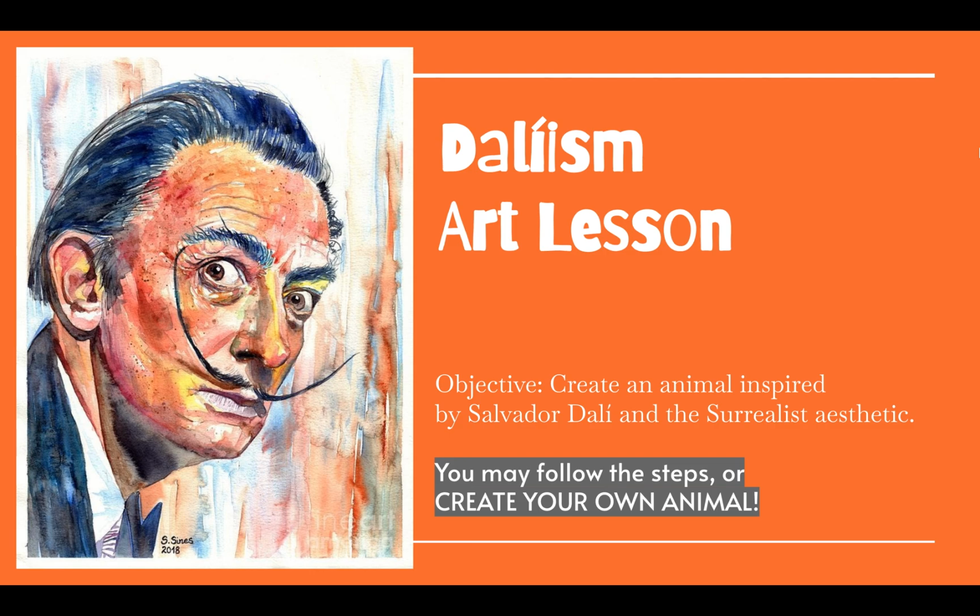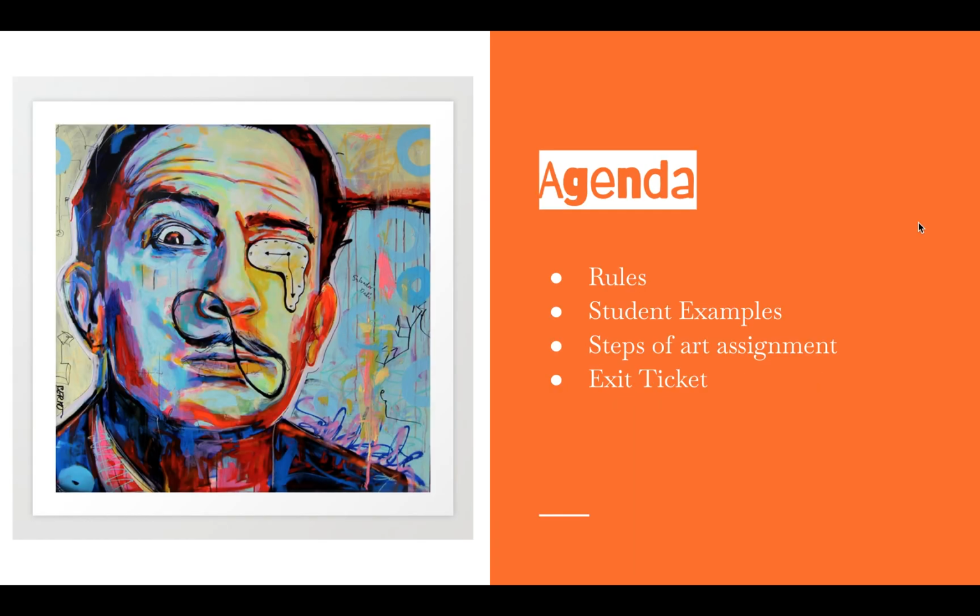Today's art lesson is titled Daliism, inspired by Salvador Dali. The objective is to create an animal inspired by Salvador Dali and the surrealist art aesthetic. You may follow these steps or you can create your own animal. On the agenda today, we're looking at the rules, different student examples, steps of the art assignment, and by this point, we should have already answered the exit ticket after we completed the reading, so please disregard that.